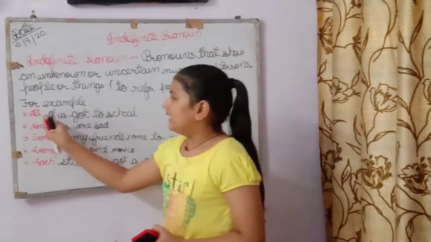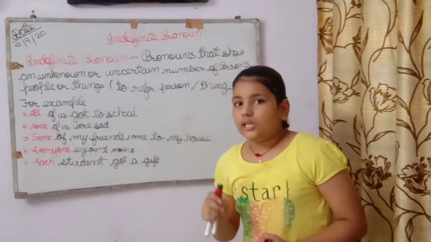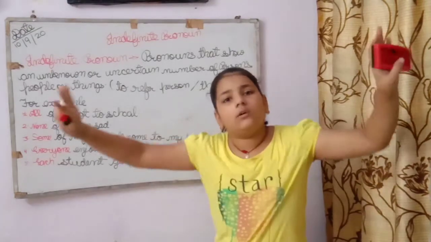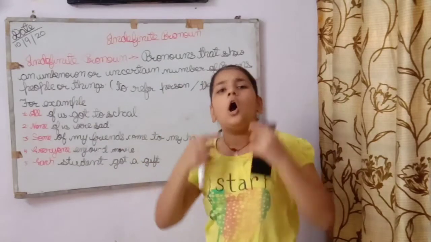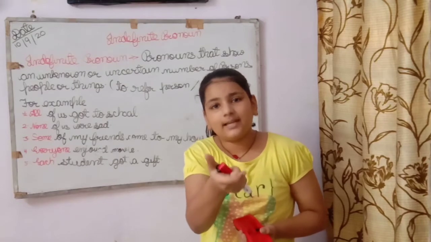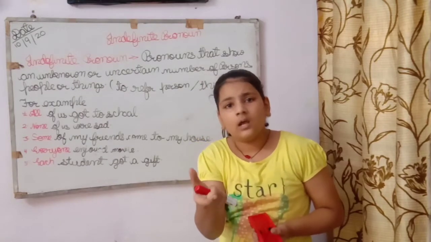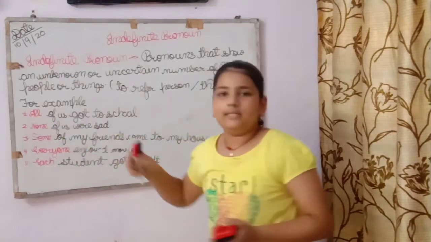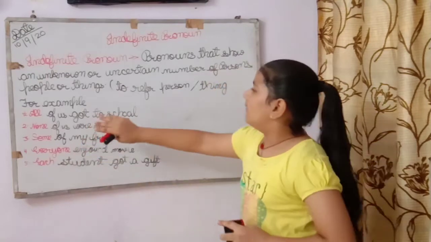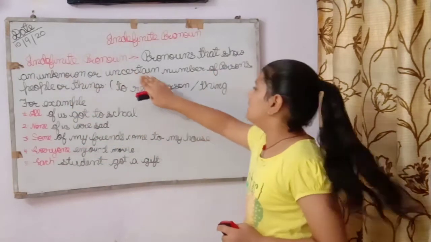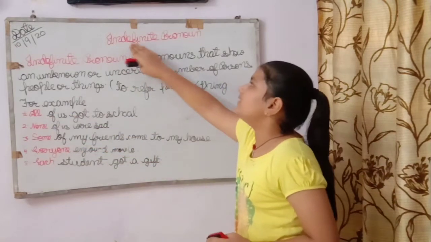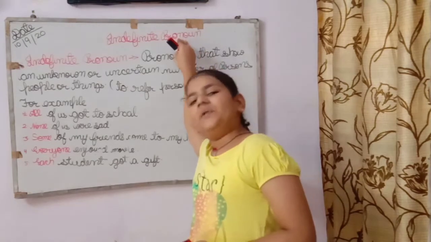Now here you can see the word all. In the word all, it means all the persons, animals which we are talking about. We are not saying the exact one. We are not telling the exact thing, person or animal. By all, we mean all things, all persons, all animals. So it comes in unknown or uncertain number, which we don't know. And the word all is a common indefinite pronoun.